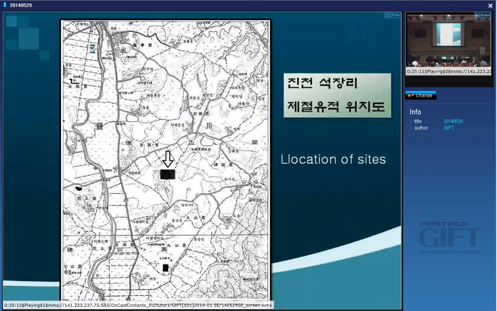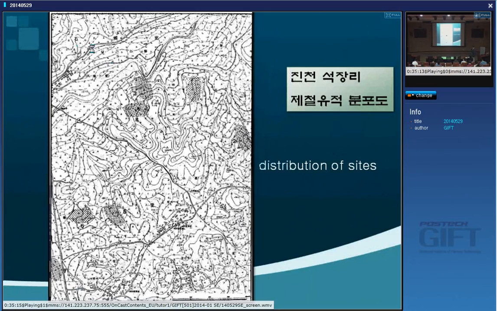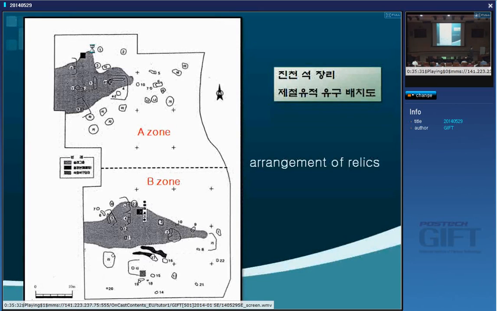This is the place of the Sokjani sites. One, two, three, four, five, six, seven places were discovered, but only one place was excavated. From now, let's see the place.